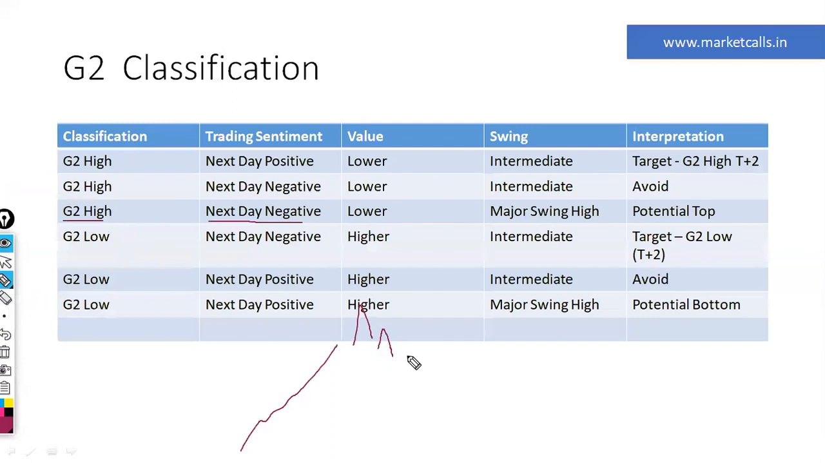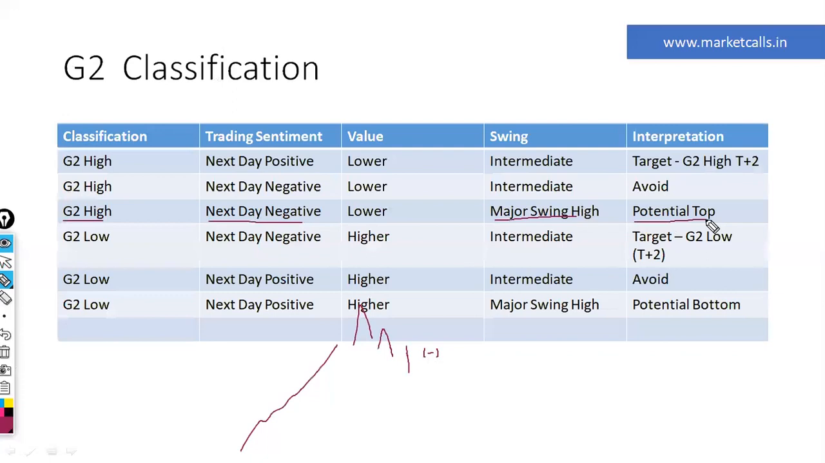Next day sentiment was turning negative. Maybe price opens here and it falls down. At 9:15 or 9:20 you're seeing that the market is trading lower. The sentiment is getting negative and it is at a major swing high. Then it could form a potential top.